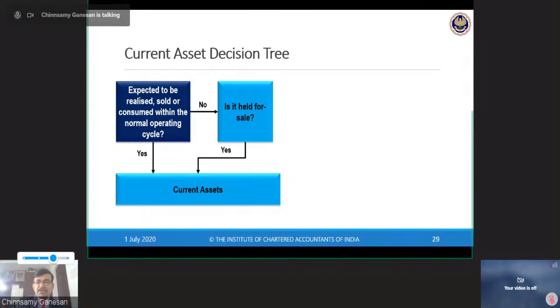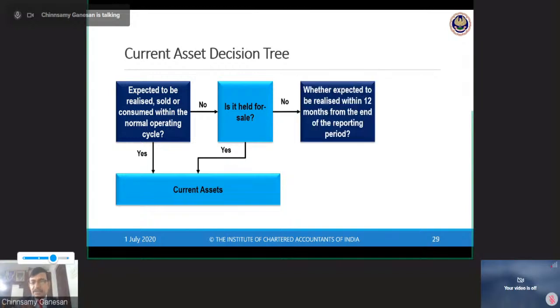In that particular situation, we have to move on to the third condition. What is the third condition, which says whether it is expected to be realized within 12 months from the end of the reporting period? In our example, the operating cycle itself is 14 months.